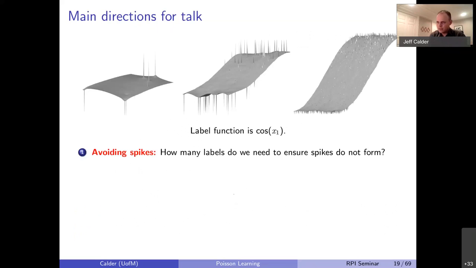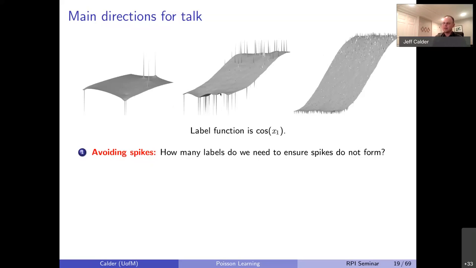So the first natural question is, how many labels do you need in this kind of problem so you can ensure the spikes don't form and that we accurately recover the label function? So how do you know that you're in the case on the right-hand side here with very small spikes and you accurately recover the function, versus being in the left-hand side where the function's constant and you have these sharp spikes?